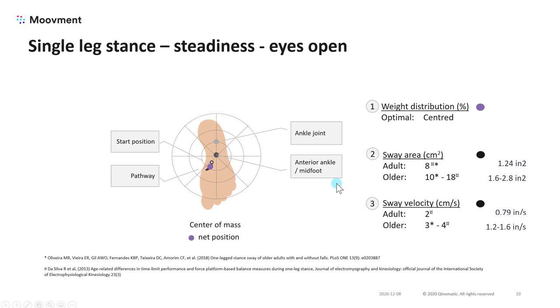The sway area in single leg stance in young adults is typically 8 square centimeters, and in older adults it fluctuates between 10 and 18 according to the literature. 10 in more active populations and 18 in more sedentary populations. Likewise with sway velocity, the numbers are larger in single leg than they are in double leg balance. And adults have a sway velocity of 2 centimeters per second, and older populations between 3 and 4.